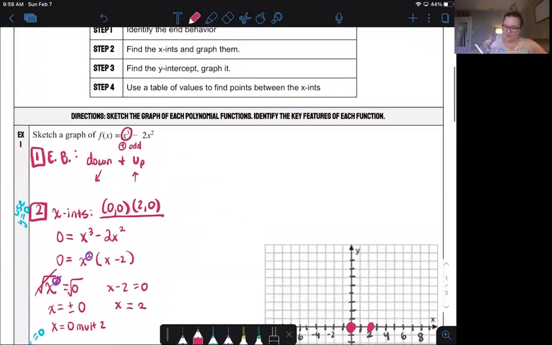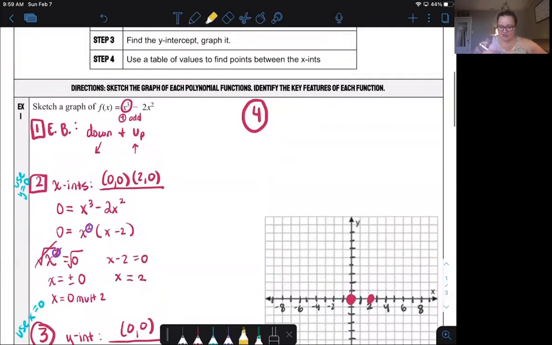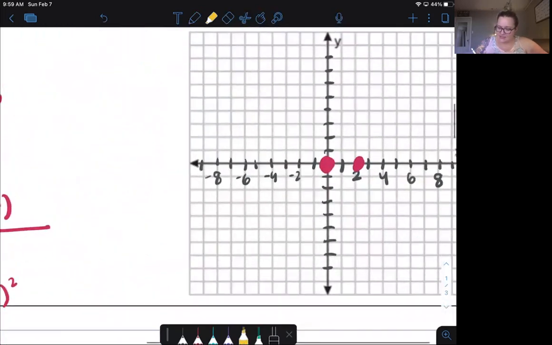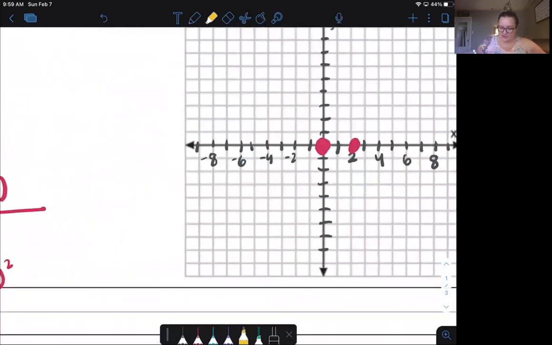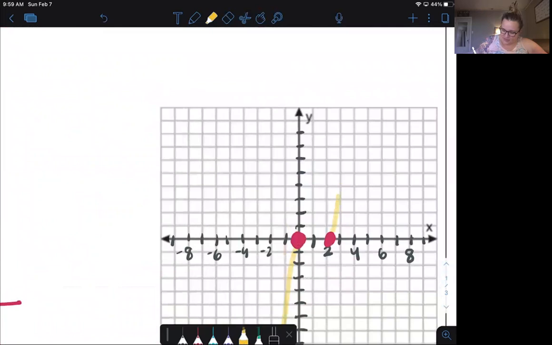All right, step 4, we need to find some extra points. Well, we already know our end behavior, right? We know our end behavior is down and up. That means that from this x-intercept at 0, 0, my graph has to go down. And from this x-intercept at 2, 0, my graph has to increase. So we need to know what happens between these 2 points.